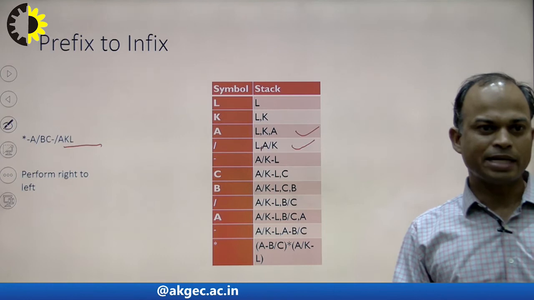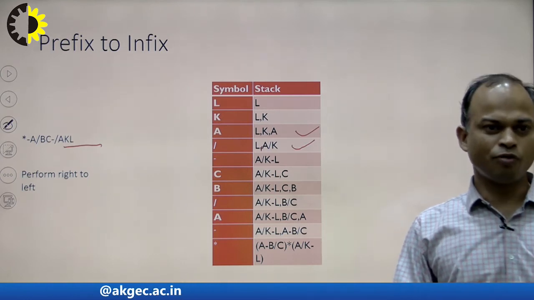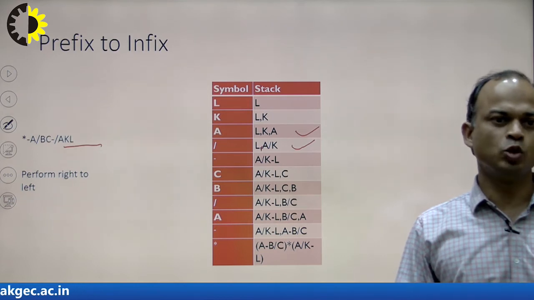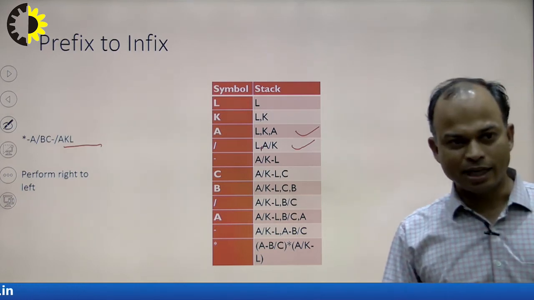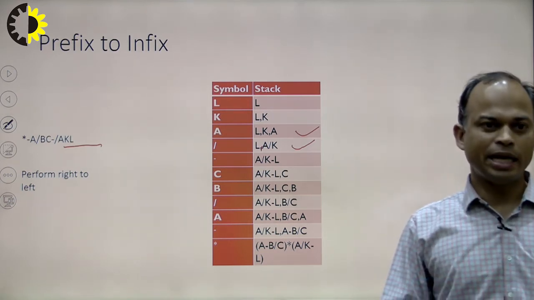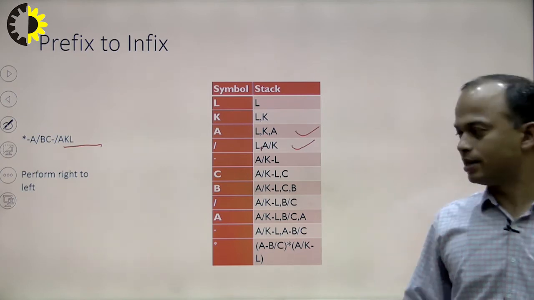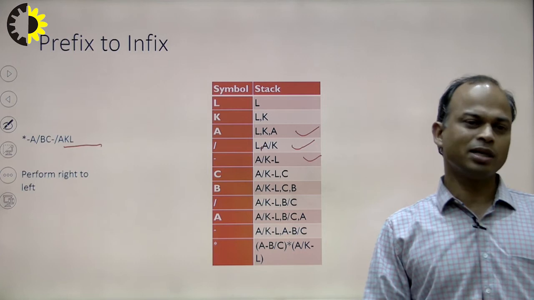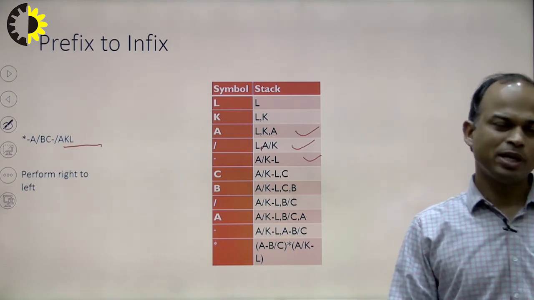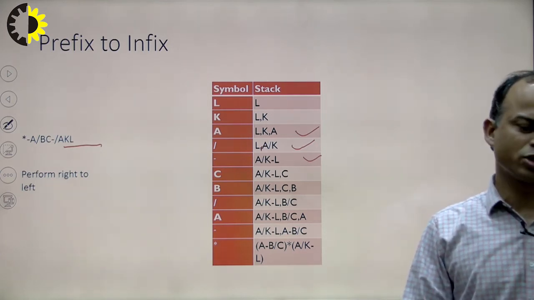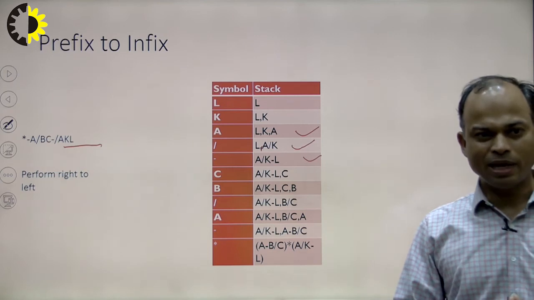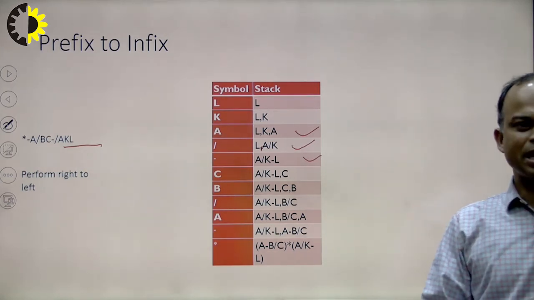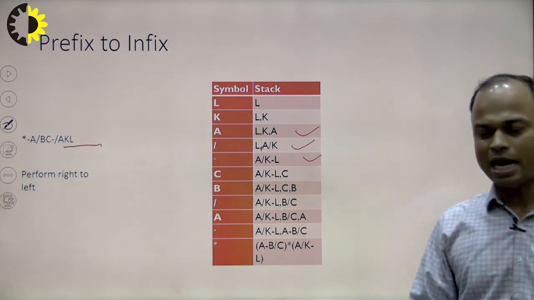After it we have the next symbol, minus. Therefore we have to apply this minus onto the last two symbols, and we get A divided by K minus L. And after minus, the next character is C, and this C is pushed onto the stack, and the stack is now A divided by K minus L, and C.